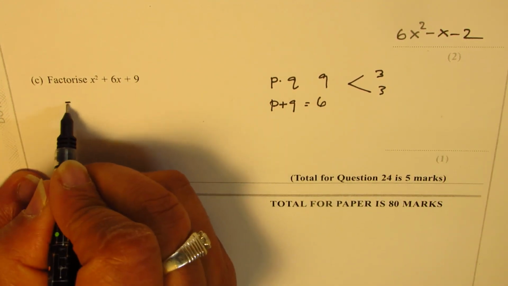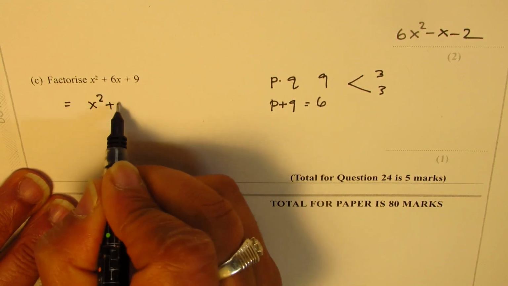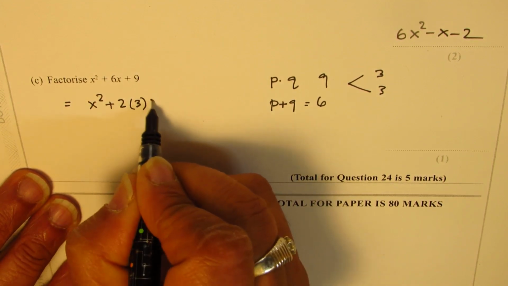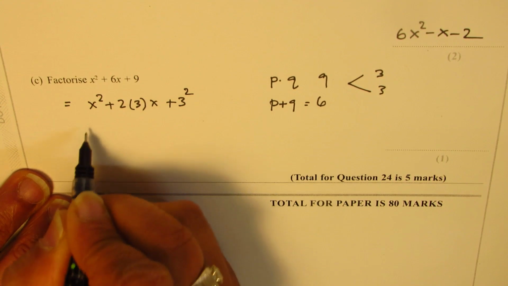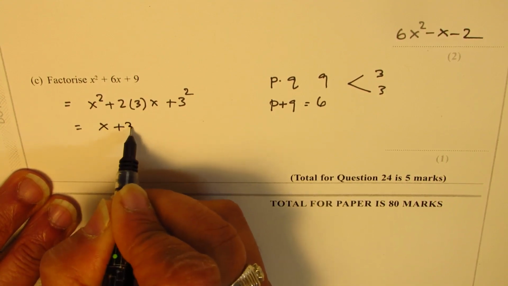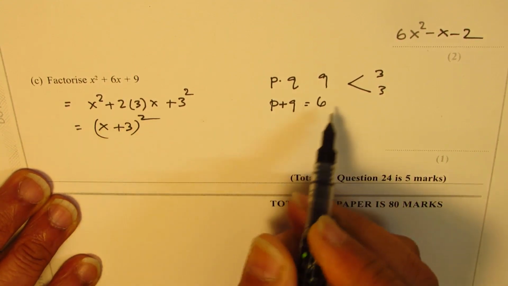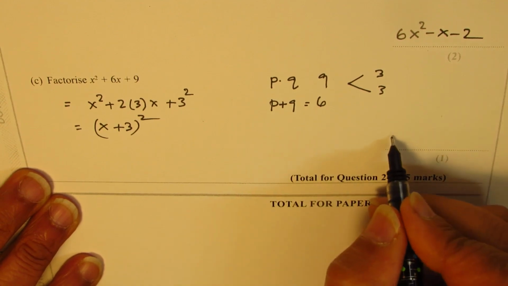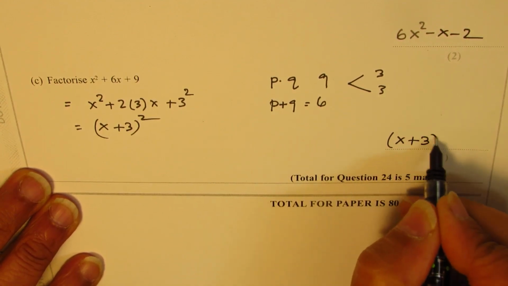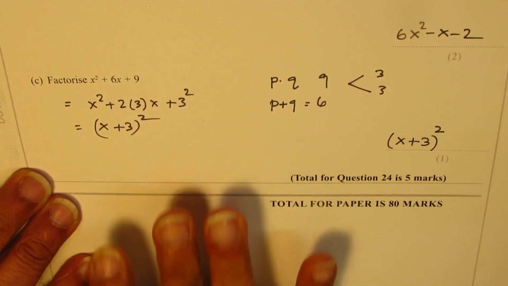You could also do it like this. We can say this is x squared plus 2 times 3 times x plus 3 square. And you could also write this as x plus 3 whole square. So you could use any one of these methods. So what we get here is x plus 3 whole square. I hope that makes sense.